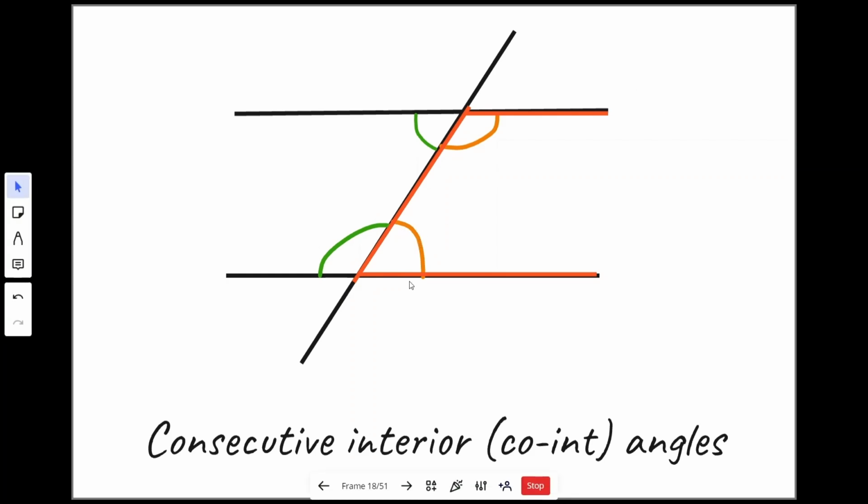So for example, orange and orange there, those two angles there are interior angles, and they're consecutive interior angles because if we just check that U shape, they are next to each other over there and over there. Same with the green, right? If I were to draw the U this way, it would be the same way. The green and the green would be co-interior angles as well.